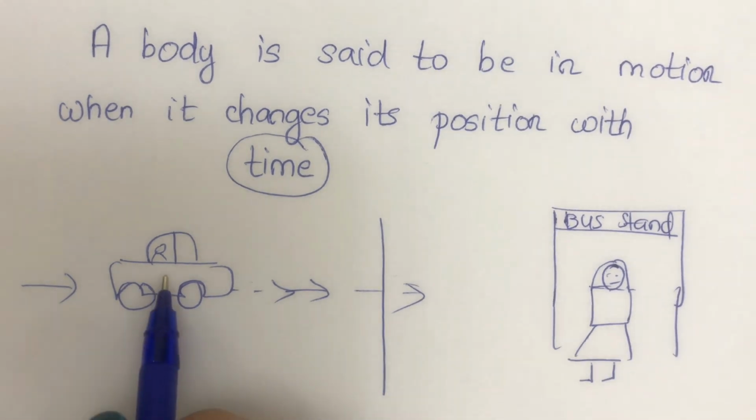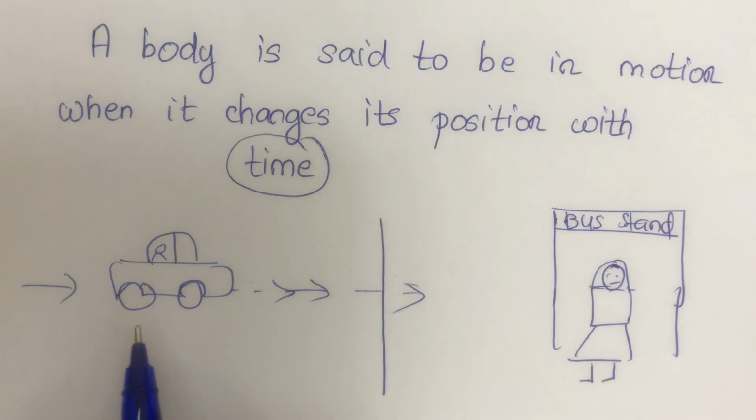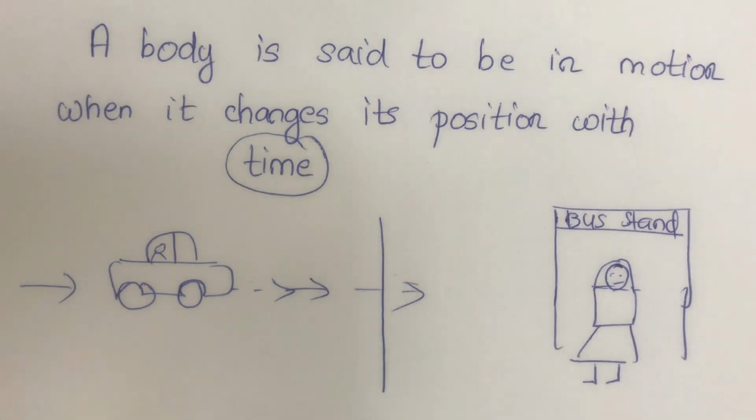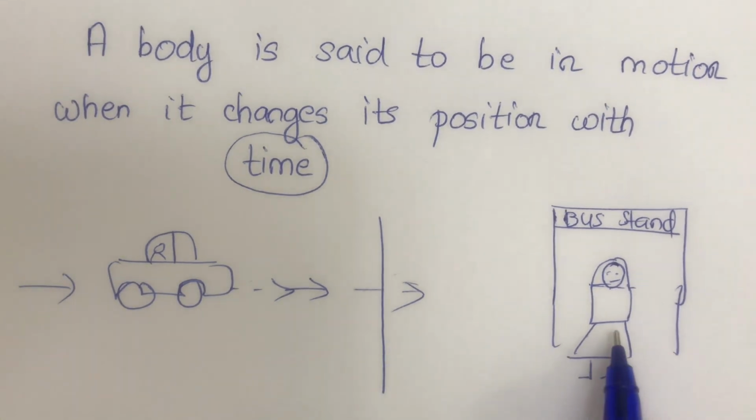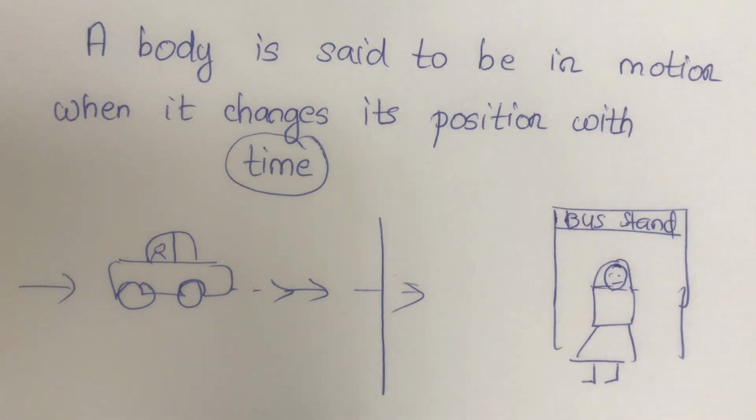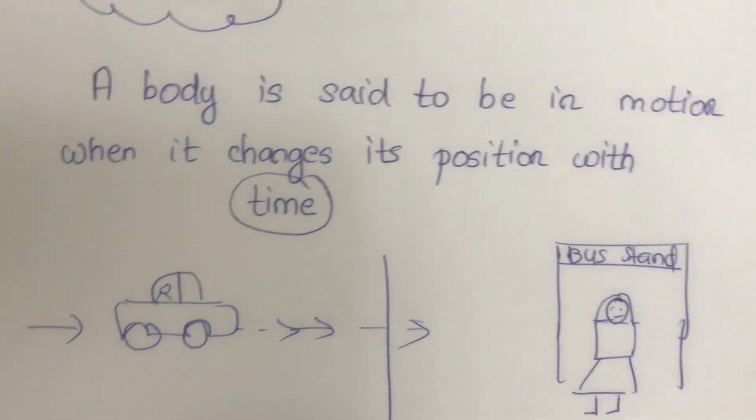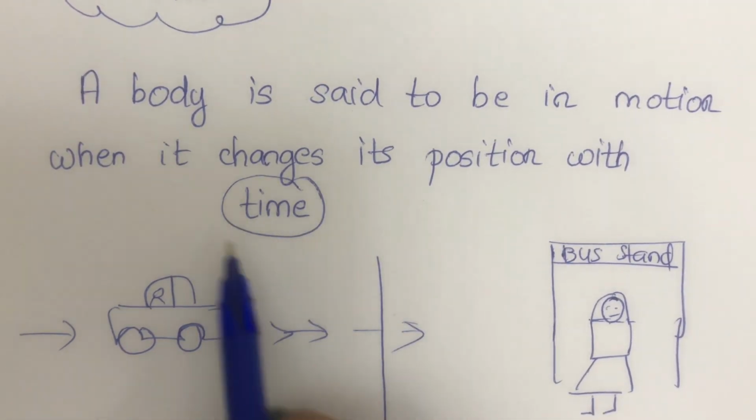Okay, so when you are looking at Usha, what will you see? You're thinking that Usha is moving. And when Usha is looking at you, what is Usha thinking? You are moving. Okay, so actually who is moving here? So for that reason, we are defining the motion with respect to the time.